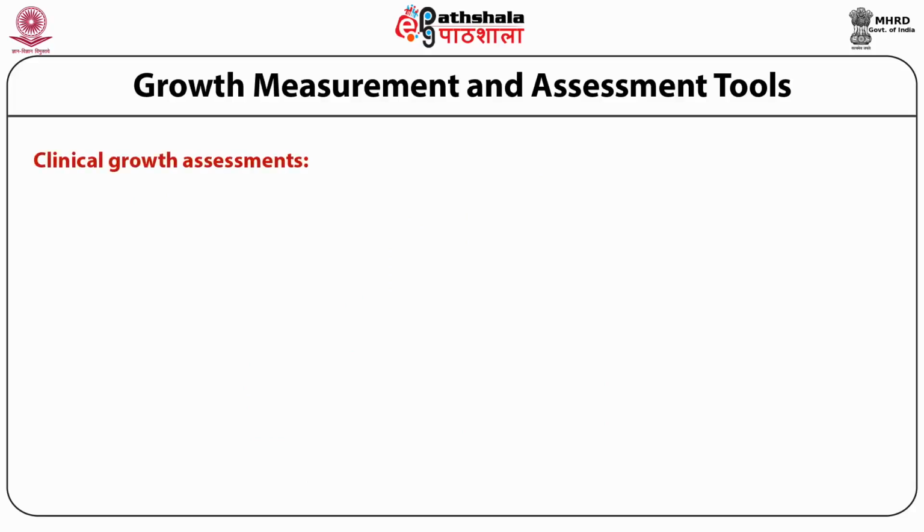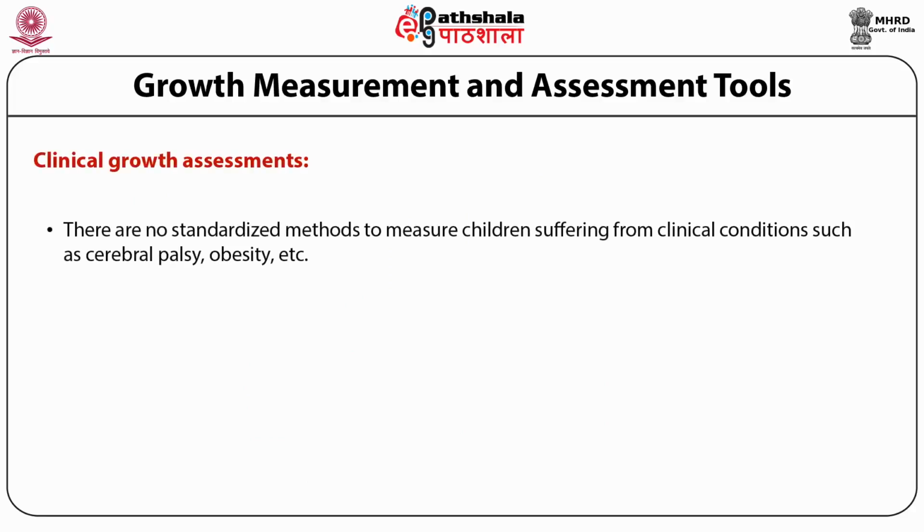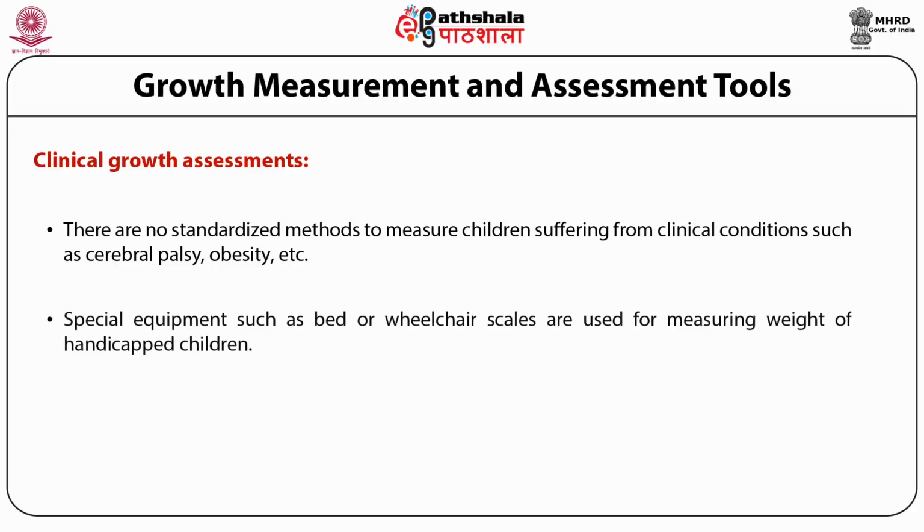Clinical growth assessment. There are no standard methods to measure children suffering from clinical conditions such as cerebral palsy, obesity, etc. However, standard methods are applied if the child can stand. If not, then recumbent anthropometrics are recommended. Special equipment such as bed or wheelchair scales are used for measuring weight of handicapped children.